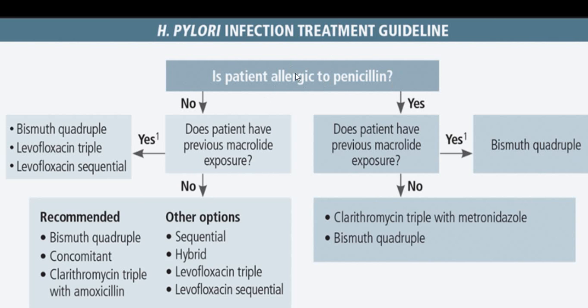So if the person is sensitive or allergic to penicillin, then you will have to go for a macrolide. Does the patient have previous macrolide exposure? If the answer is yes, you should use only bismuth quadruple, so you avoid the macrolide as well as the amoxicillin group. If the answer is no, then clarithromycin triple with metronidazole or bismuth quadruple is utilized. Here, if the person is not allergic, then you can go for bismuth quadruple, levofloxacin triple or levofloxacin sequential. These are all different permutations and combinations, and newer and newer ones are being utilized. So sequential, hybrid, levofloxacin triple, levofloxacin sequential, or bismuth quadruple, concomitant therapy, clarithromycin triple with amoxicillin, depending upon your resistance and all those. So there are different charts.